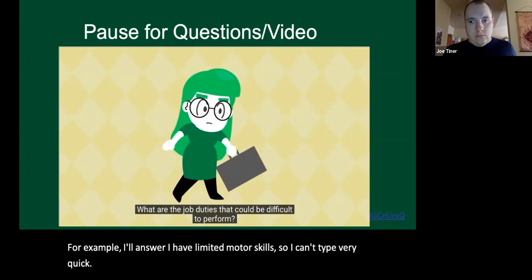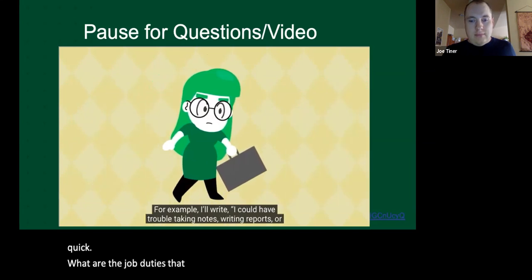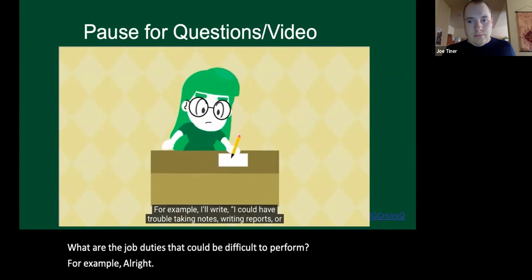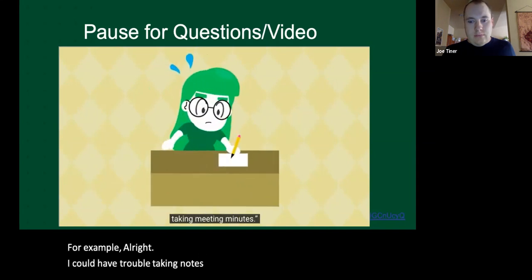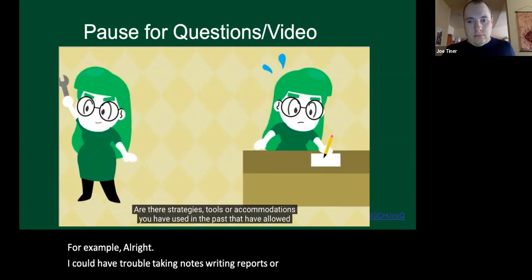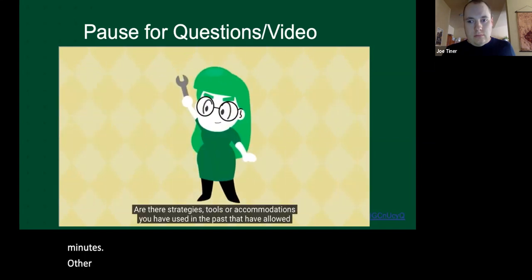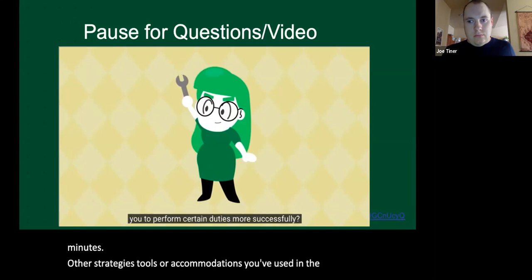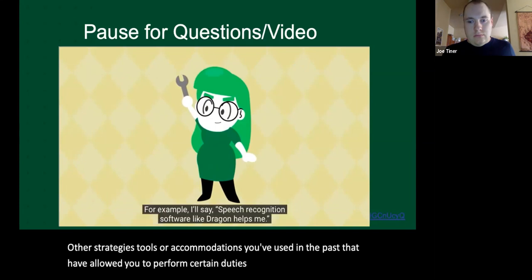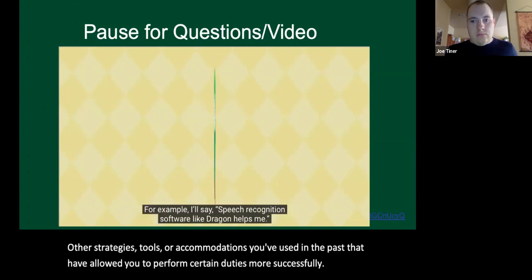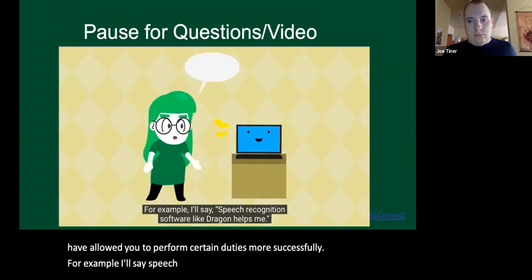What are the job duties that could be difficult to perform? For example, I'll write, I could have trouble taking notes, writing reports, or taking meeting minutes. Are there strategies, tools, or accommodations you've used in the past that have allowed you to perform certain duties more successfully? For example, I'll say, speech recognition software like Dragon helps me.